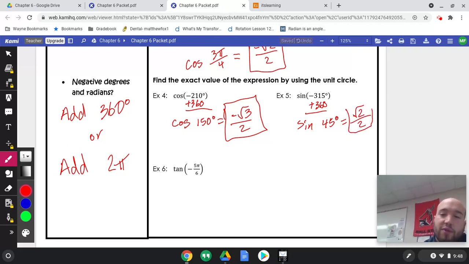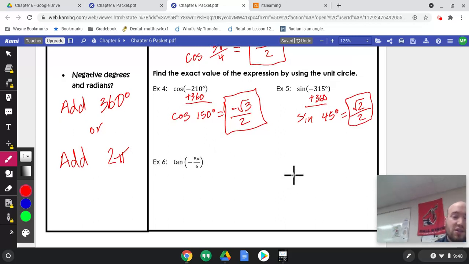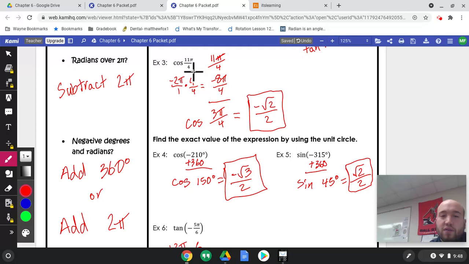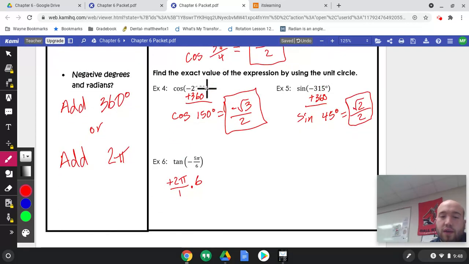Now, the final one, when we're dealing with radians, it's maybe a little more difficult because of the fractions that are often present with radians. But on this next one, we're going to add 2 pi. So think about that, plus 2 pi, just like we did up above when we added 360. This is over 1. I want a common denominator. Up above our denominator was 4 on the original, so we used 4 over 4. Here our denominator is 6, so I'm going to use 6 over 6. I'll get 12 pi over 6.